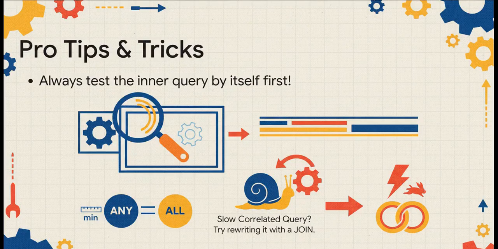And before we wrap up, a few pro tips. Please, please always test your inner query by itself first. It will save you so much frustration, trust me. Also, a quick note on multi-row queries. ANY compares to the smallest value in your list, while ALL compares to the largest. And the big one, if your correlated subquery is running super slow, which can happen, see if you can rewrite it as a join. Often, that'll give you a huge performance boost.